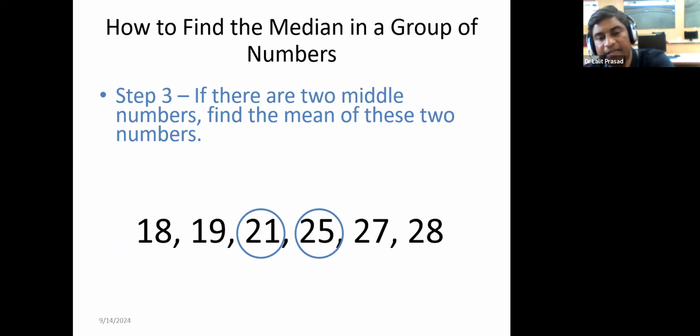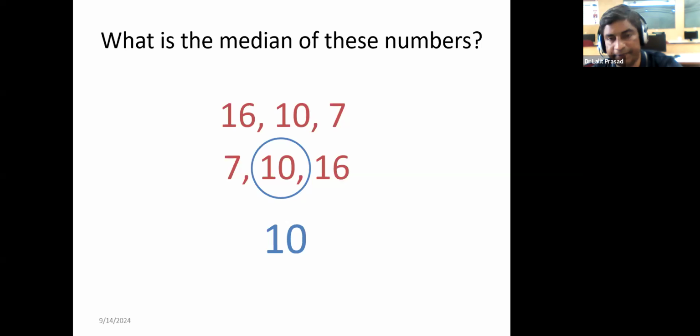So here there are even numbers, so there are 2 middle numbers. So we have to find out the mean of these 2 middle numbers. So this is the median.